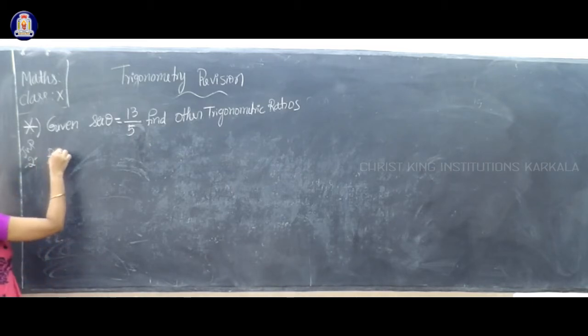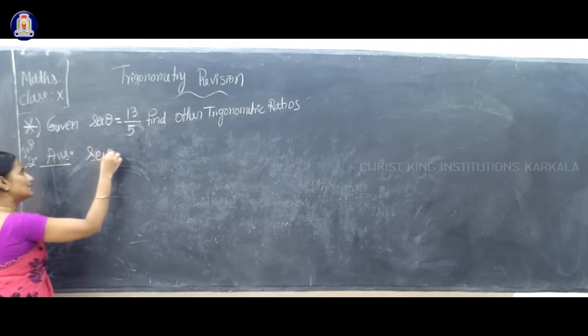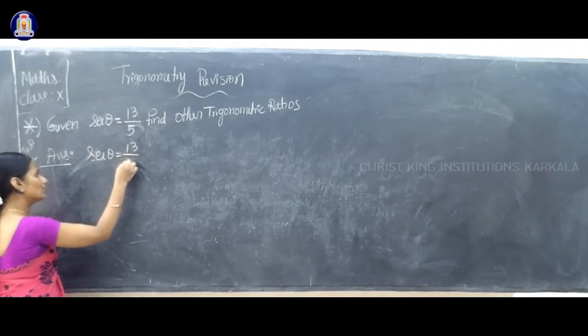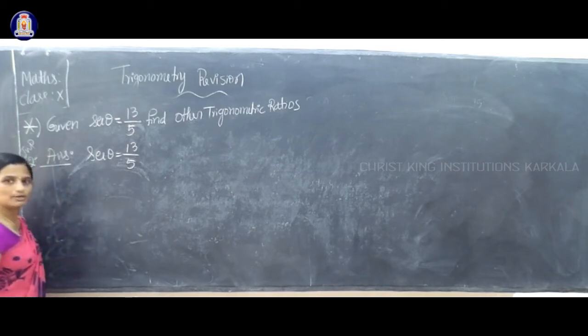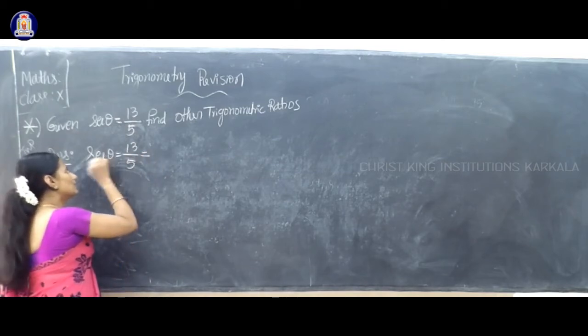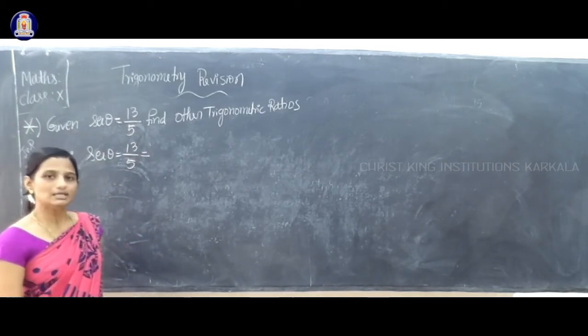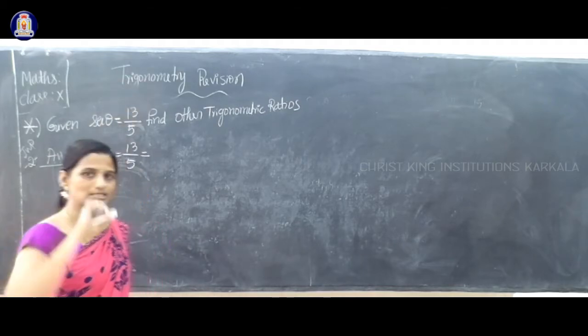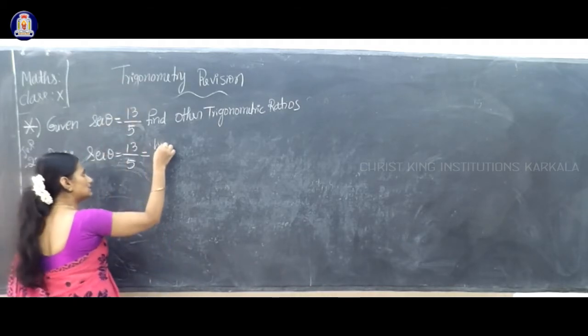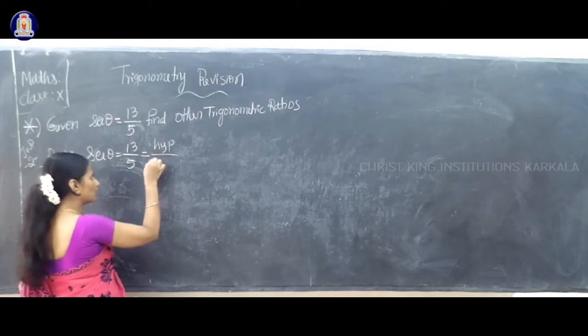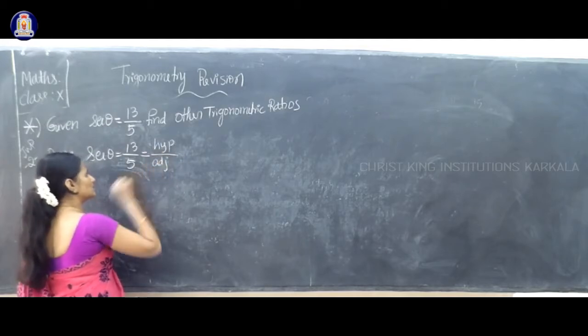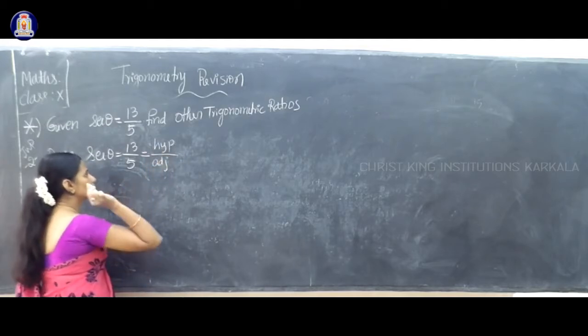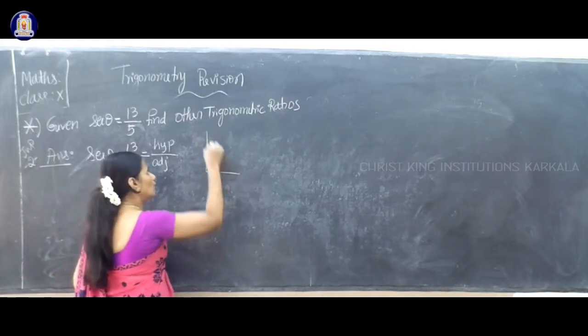Now, how to find this? Remember the steps. Secant theta is 13 divided by 5, that is given. Now write the definition of secant theta. Secant theta is hypotenuse side divided by adjacent side. You should know this. Next, you should find out the opposite side.